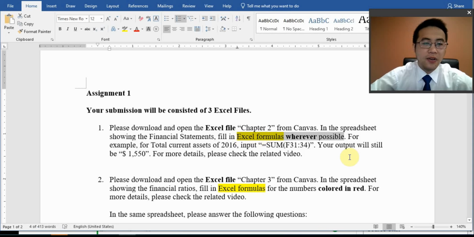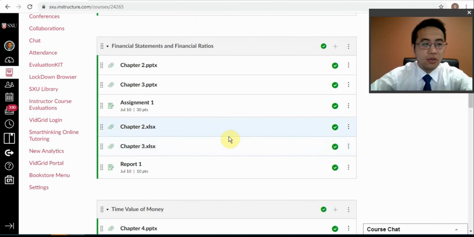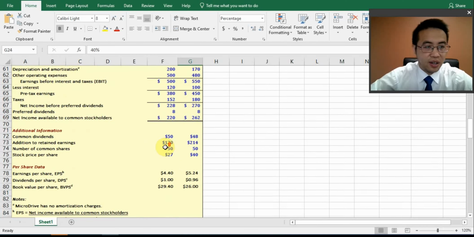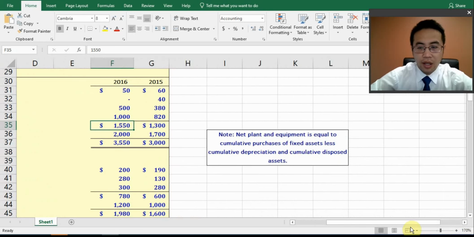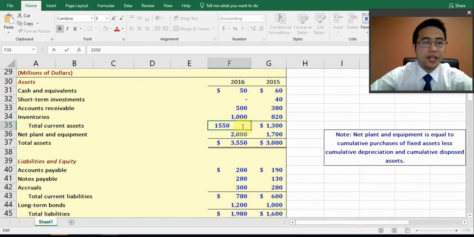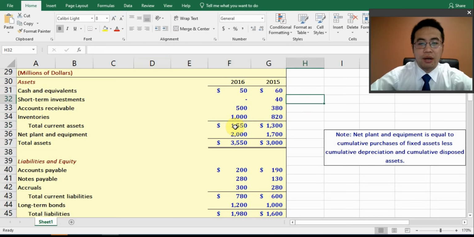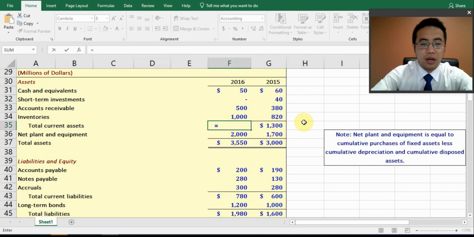All right, and I'll give you an example. For the total current assets of 2016, the newest year, you're gonna input a summation formula of Excel. So if you check the Excel formula right here, if you look at the balance sheet, it's right here. It is 1550. And if you double click on it, it just shows a number. As you can see, this is the formula bar for Excel. There is just a number, and that is not good enough. I want you guys to put in an Excel formula right here.